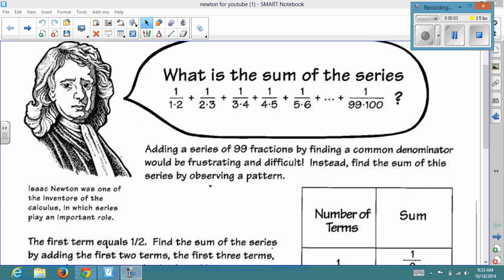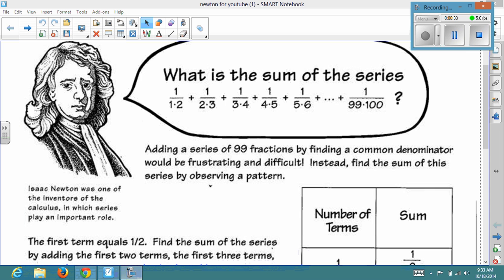Sir Isaac Newton was known as one of the inventors of calculus, and calculus is using math to study change. And so here's a series of numbers, and this was a problem that he may have posed. If you were to add 1 over 1 times 2 plus 1 over 2 times 3 plus 1 over 3 times 4, etc., all the way up to 1 over 99 times 100, what would the sum of these things be?